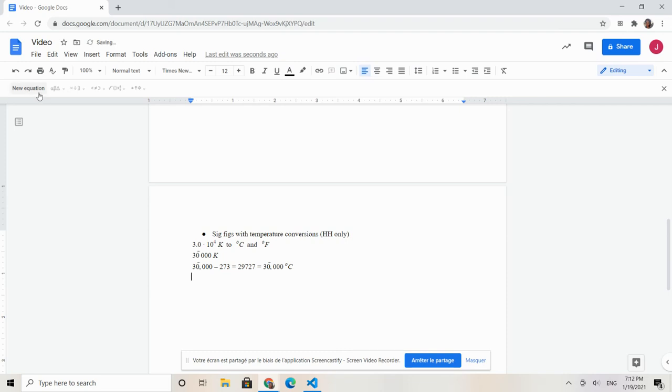Now we're going to go ahead and convert that to Fahrenheit. So we take my 1.8. First thing I'm going to do is just multiply 1.8 times 30,000. I'm going to round that to 2 sig figs. So that'll be 54,000 plus 32. When I do 54,000 plus 32, I'll originally get 54,032, but I need to round this to the 1,000 place again. So it's going to be 54,000 degrees Fahrenheit.